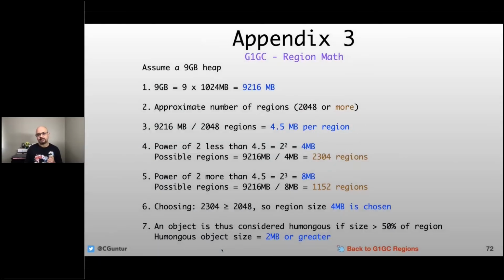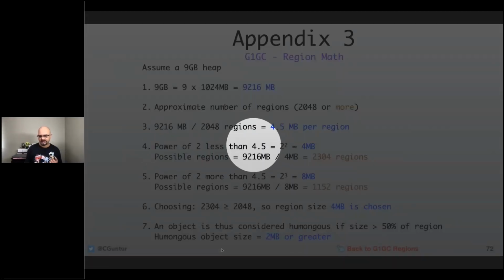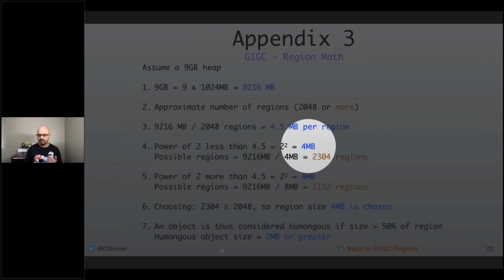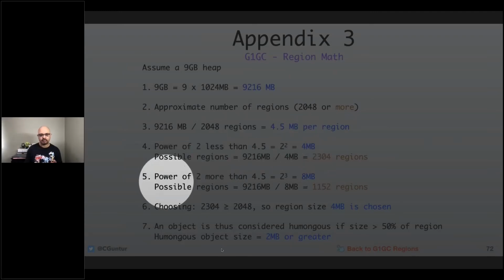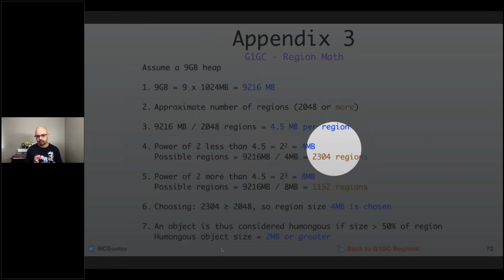Now we did say it is a power of 2. So it calculates the power of 2 that is less than 4.5, that is, let's say 2 squared is less than 4.5, and then calculates the power of 2 that is greater than 4.5, that is 2 to the power of 3. So you can get a 4 MB region, which means there are 2304 regions, or you can create an 8 MB region, that means there are 1152 regions.